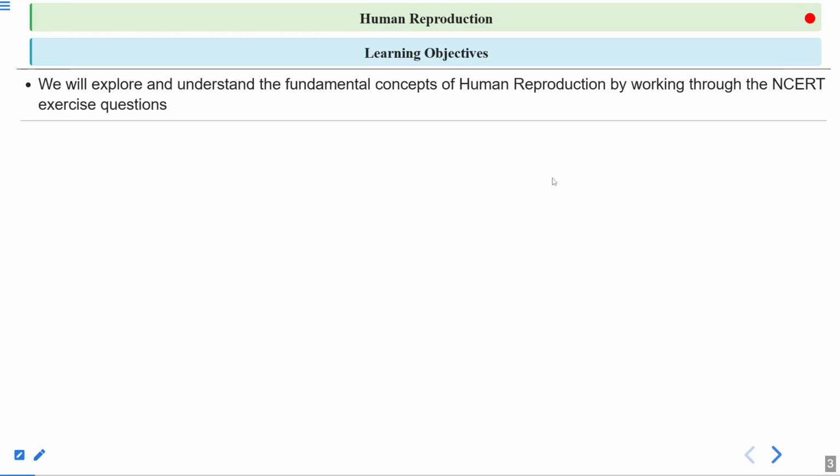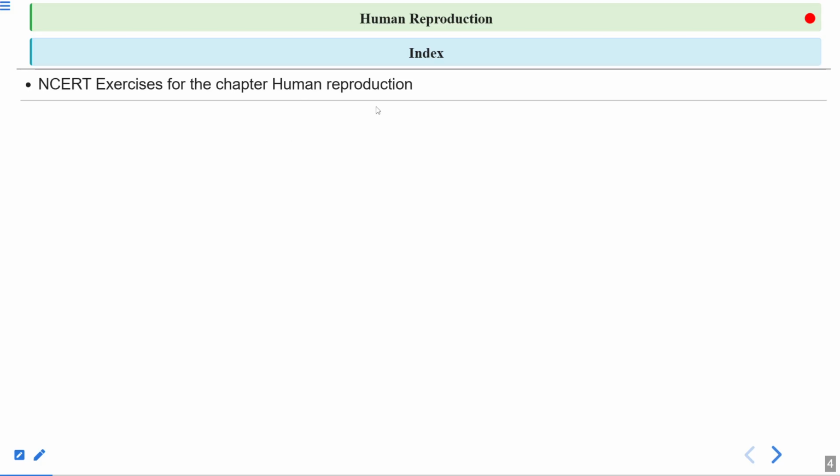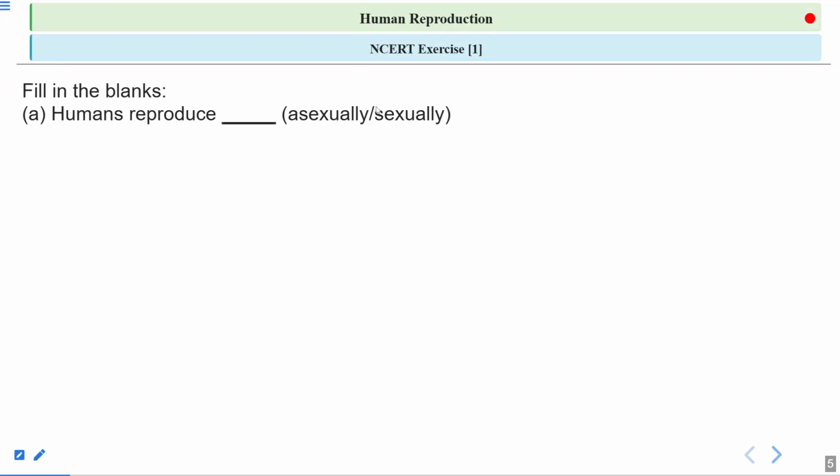So what are the objectives of today's session? We will explore and understand the fundamental concepts of human reproduction by working through the NCERT exercise questions. These questions are based on some concepts, and we will understand these concepts by discussing the NCERT exercises from the chapter Human Reproduction. Let's begin with the first question, which is fill in the blanks.